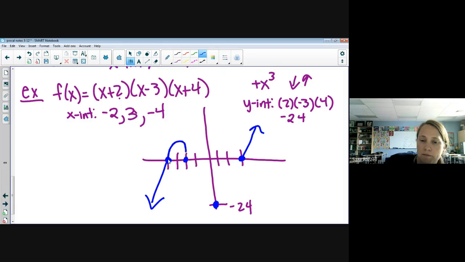So we're going to go up. We have to get back down. We're going to hit our -24 and come back up to here.